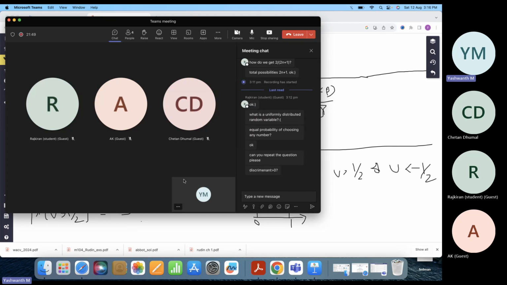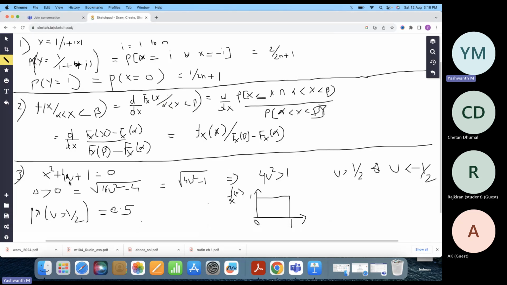Cool, right? Discriminant should be greater than 0. So that's what it is, right? Discriminant should be greater than 0. If you take this discriminant, that is 16u square minus 4, that is nothing but 4u square minus 1. This has to be positive, so 4u square has to be greater than 1, right? And that's it.